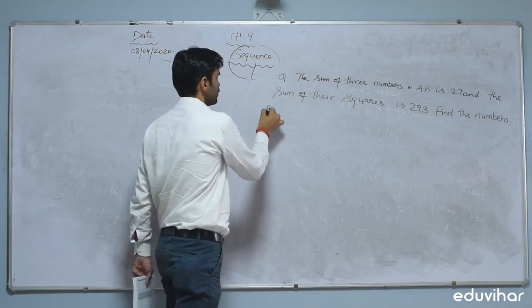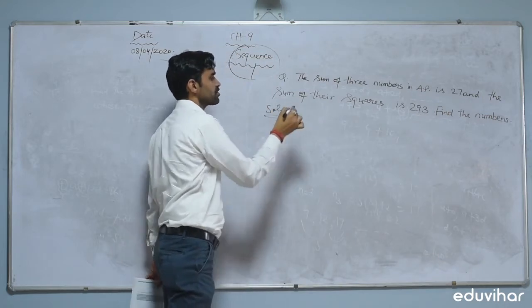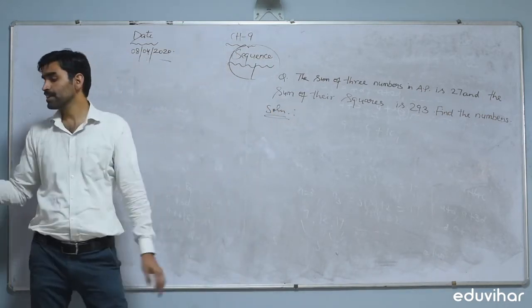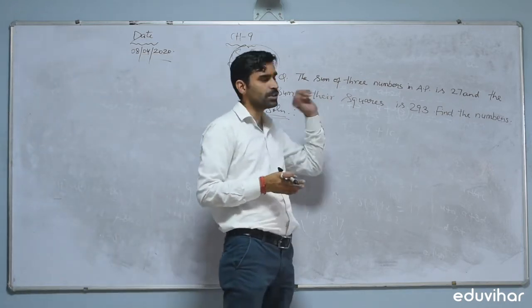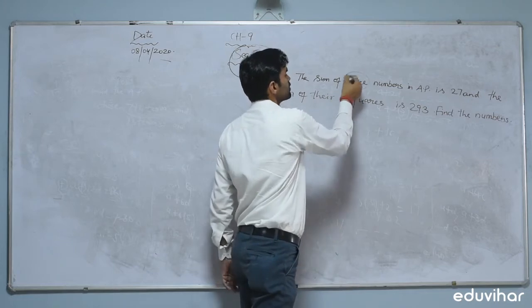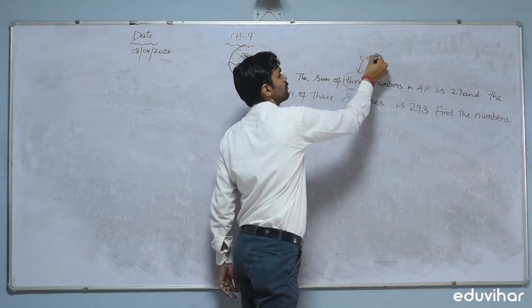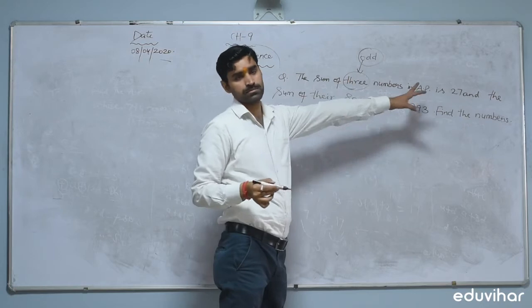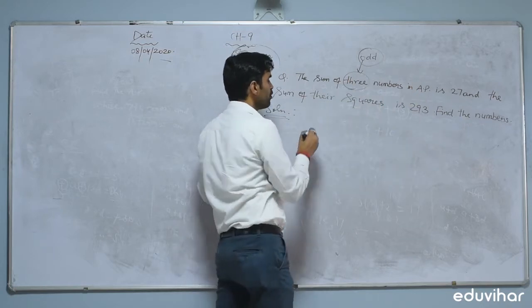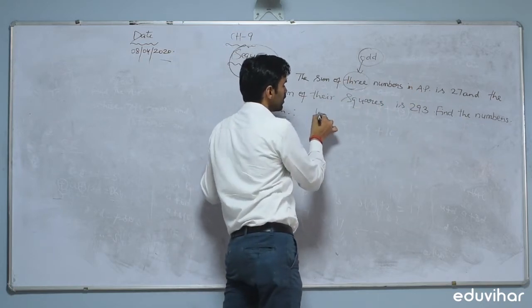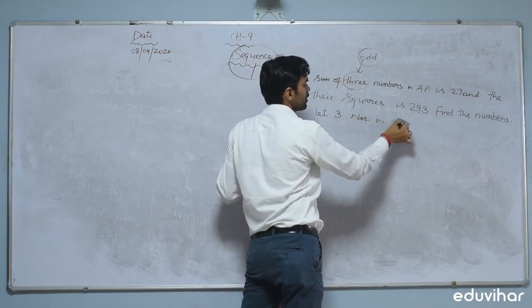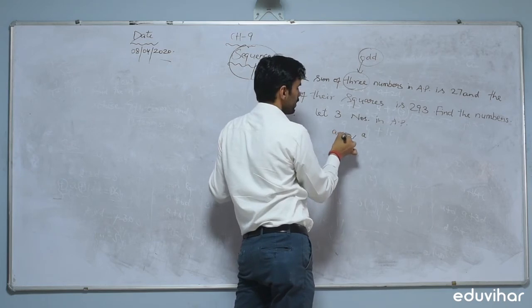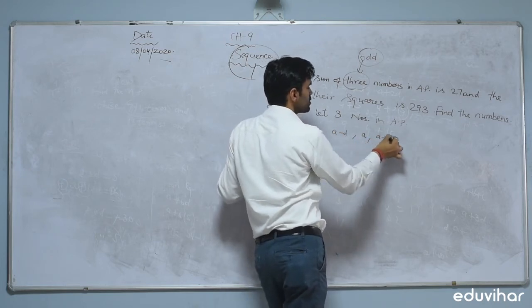Okay, let us take the solution. We are given three numbers, which is an odd number of terms in AP. As we know, for an odd number of terms in AP, let the 3 numbers in AP be a minus d, a, and a plus d.